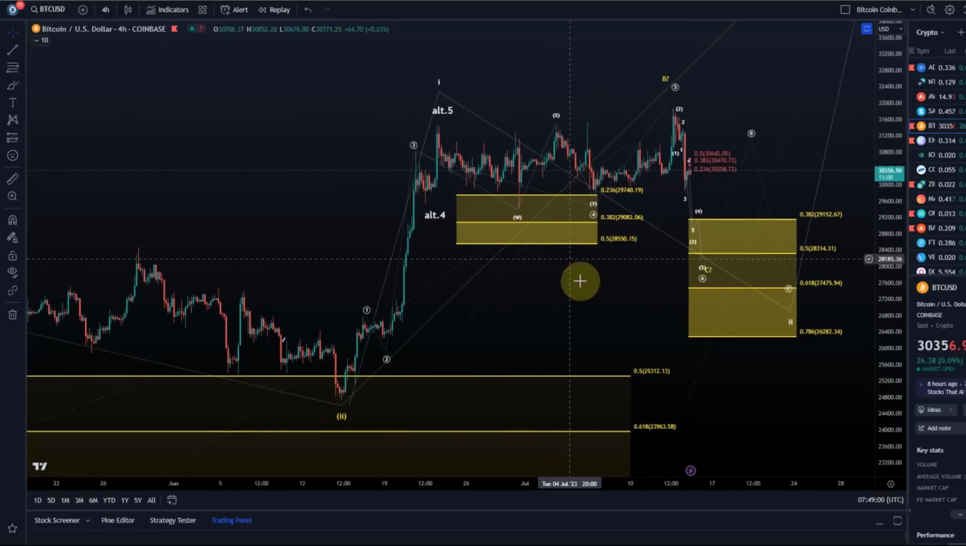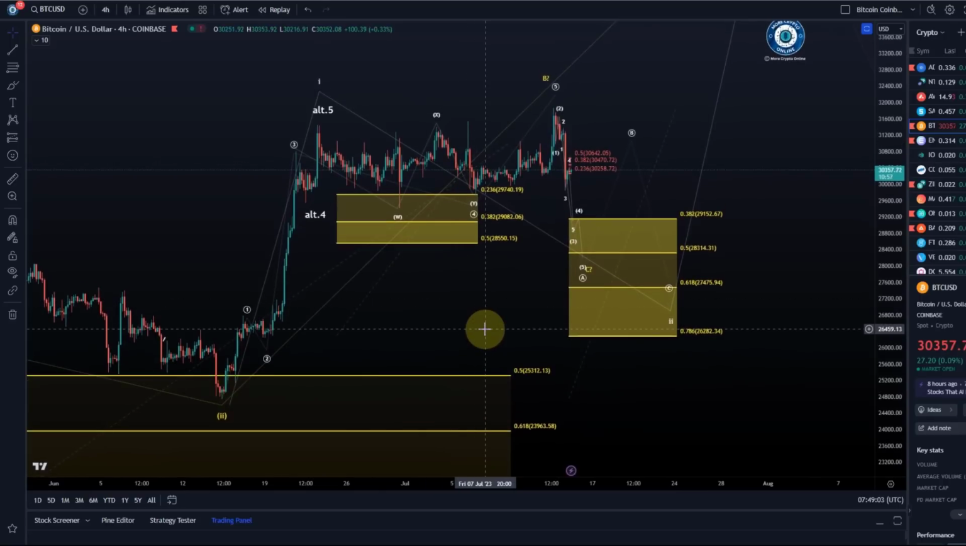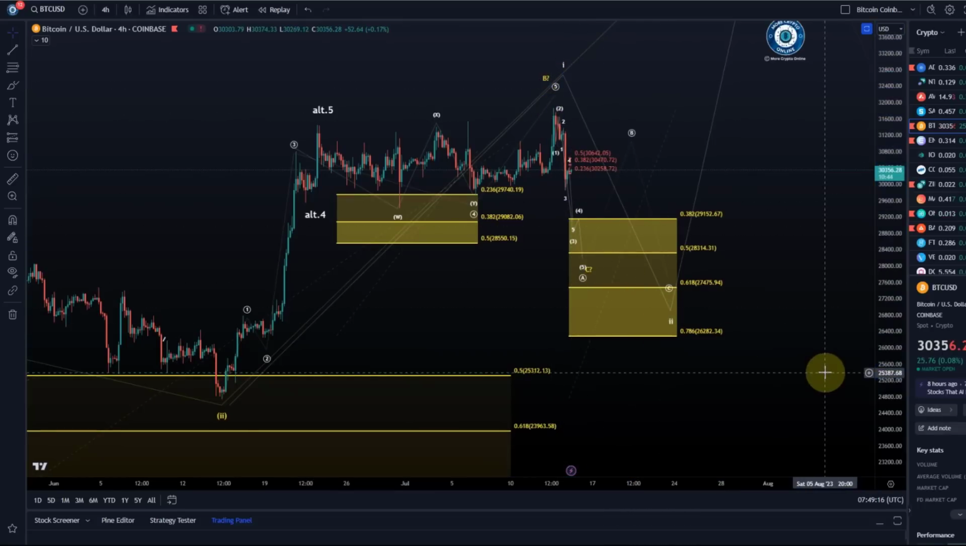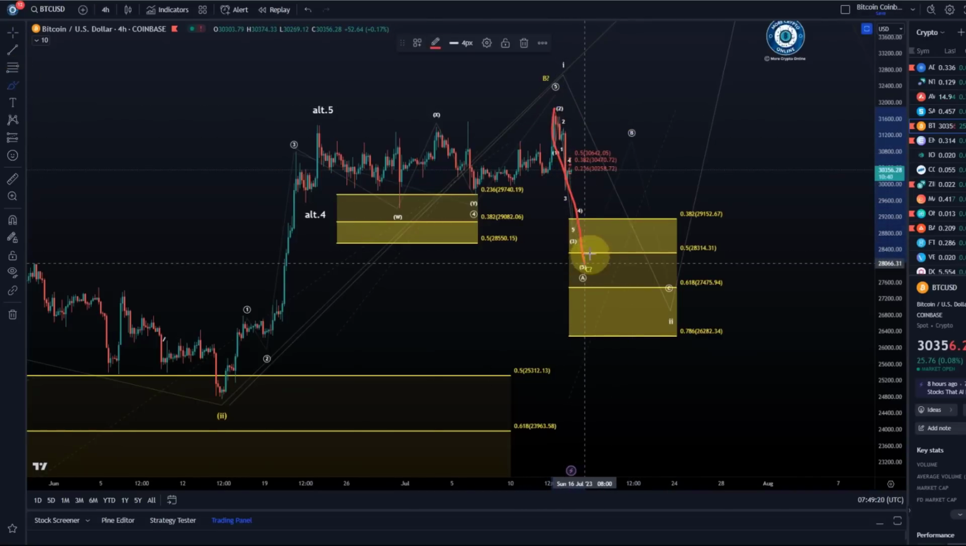So overall, here on the Bitcoin chart, the idea is, as I already explained yesterday, that with the high which was made on the 13th of July, a wave 1 finished. So we're counting the current move down as the beginning of a wave 2. That would typically unfold as an ABC structure: A wave, B wave, C wave.